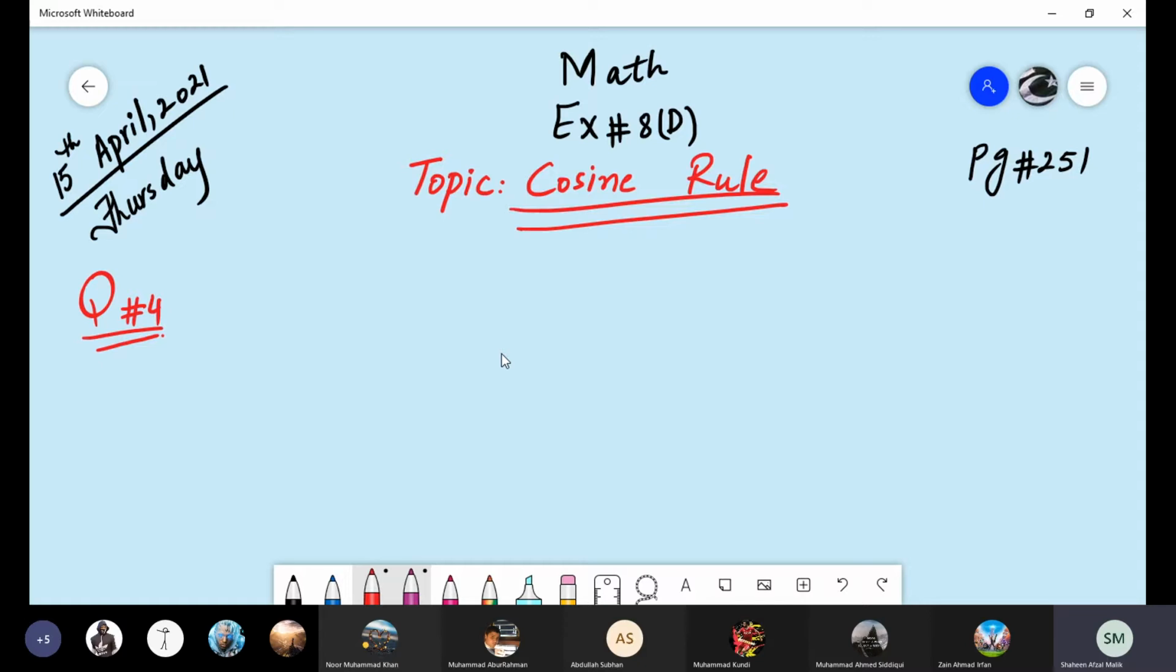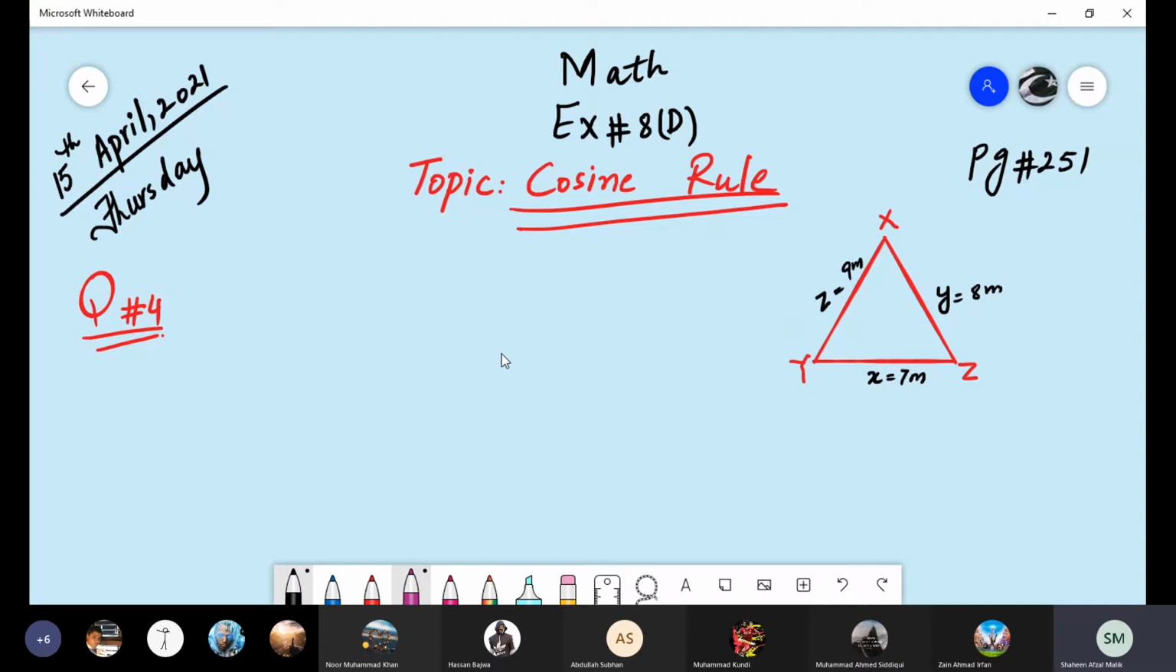In the triangle XYZ, we have a triangle X, Y and Z and all the three sides are given to you. Can you please tell me the sides? Ma'am, X is 7 meter. What is Y? Y is 8 meter. What is Z? 9 meter. We have to find out all the three unknown angles.